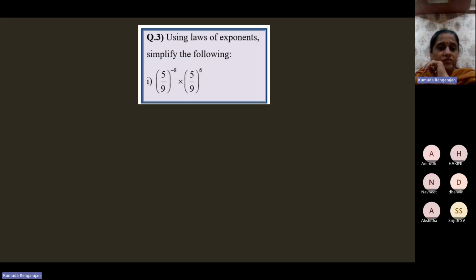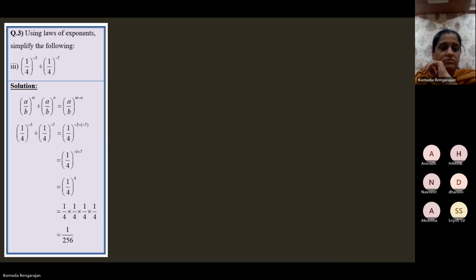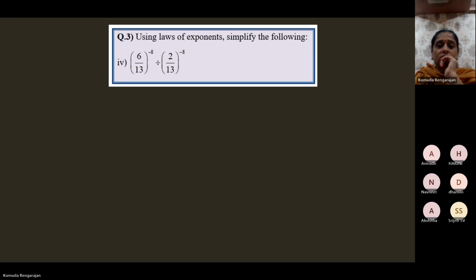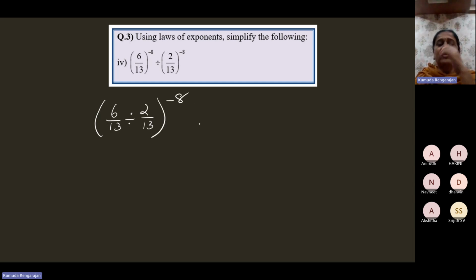So we had finished till here in session 1. We'll continue. Using laws of exponents, simplify the following. What do you observe in this question? Bases are different, correct? But the power is the same, -8 for both, and it's division. So you divide the bases and raise it to the same power, -8. Don't write now. Is this right, using the law?